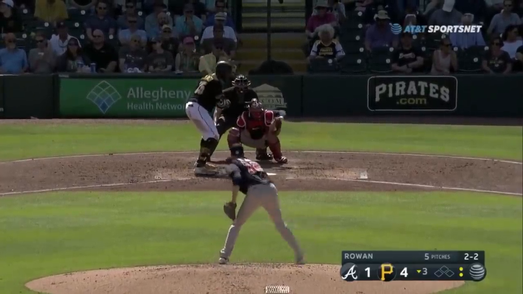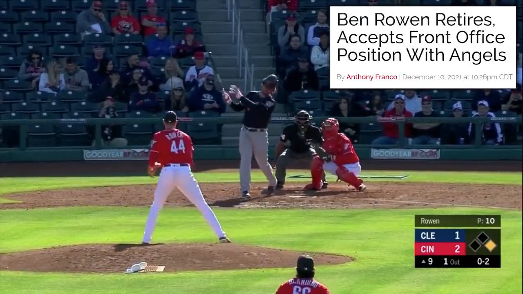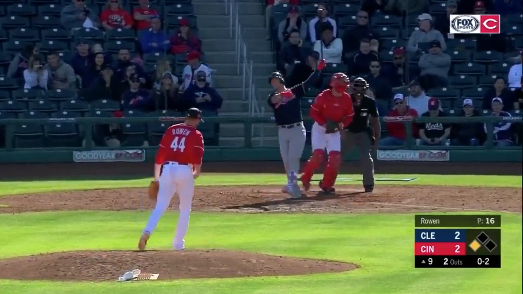The craziest part of him being in this elite company, though, is that Rowan actually made the decision to retire following last season at just 33 years old. He took a hybrid coaching and front office position with the Angels following this decision.